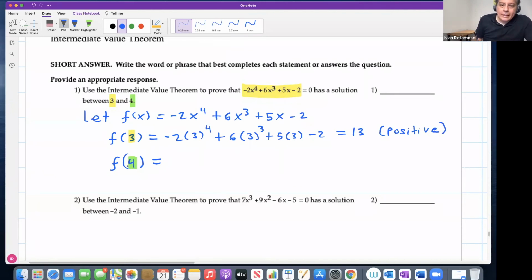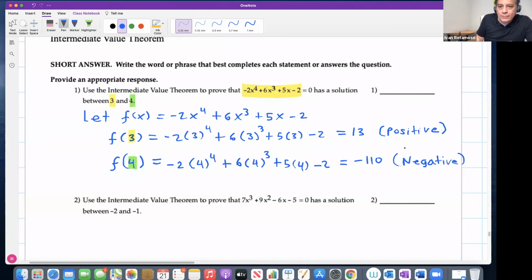Right, good. Now, if you evaluate at 4, you have to substitute x with 4, right? You will get this, right? That's 5 times 4 minus 2. When you do this computation, you're going to get negative 110. Good news for us, because remember, guys, if there is a continuous change of signs on the output values, it means that you have to go through 0.